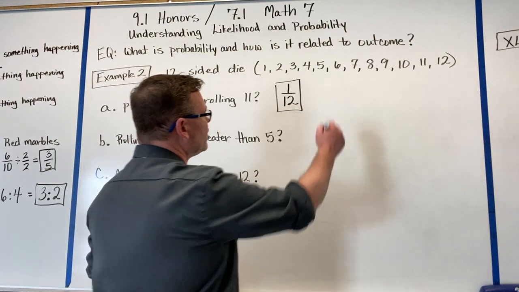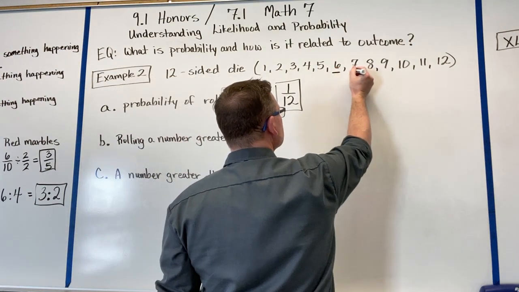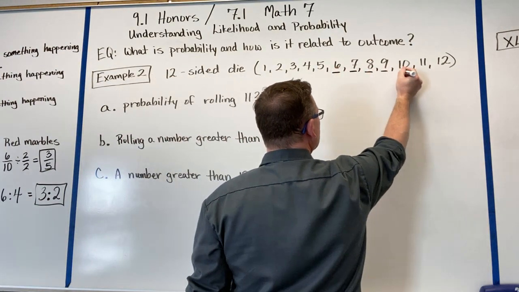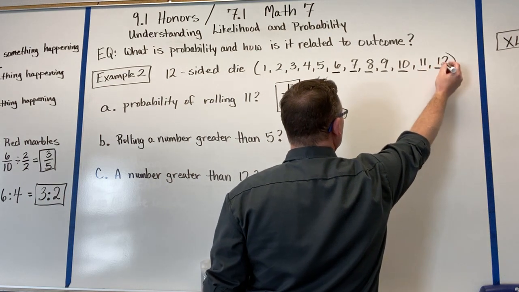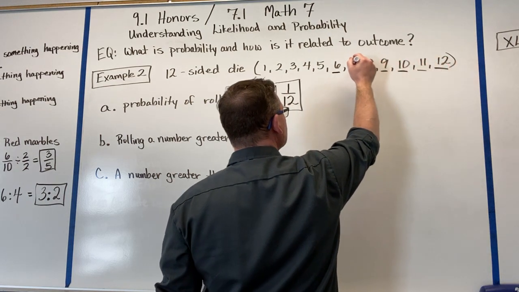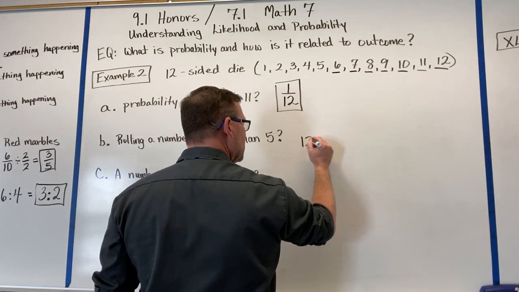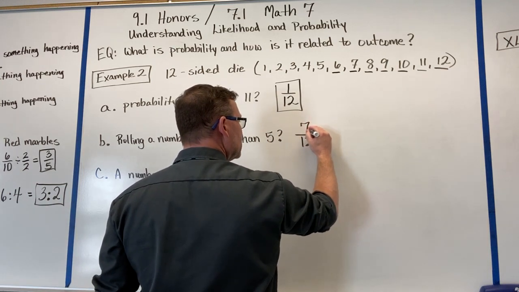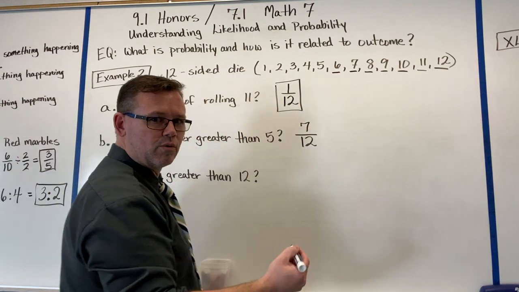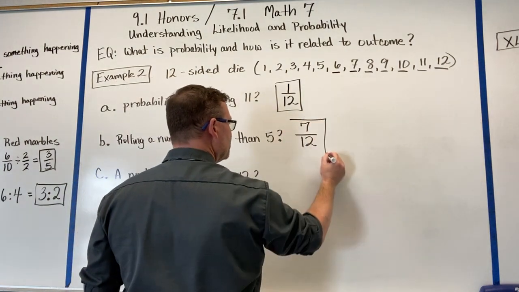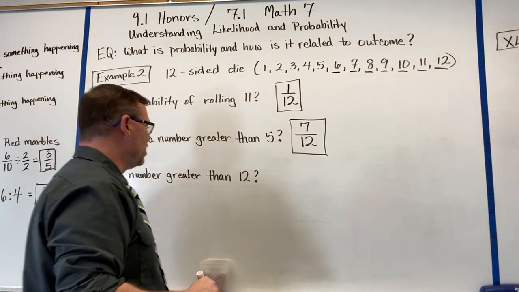It says rolling a number greater than 5. So that's greater than 5. That would mean 6, 7, 8, 9, 10, 11, 12. 1, 2, 3, 4, 5, 6, 7. First of all, there are 12 possible outcomes. And 7. Can I reduce that? No, it won't reduce. So that's our probability, 7 out of 12.